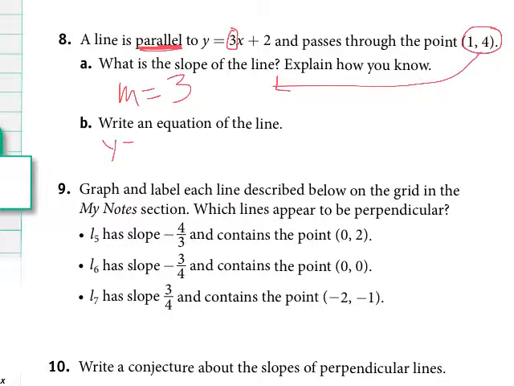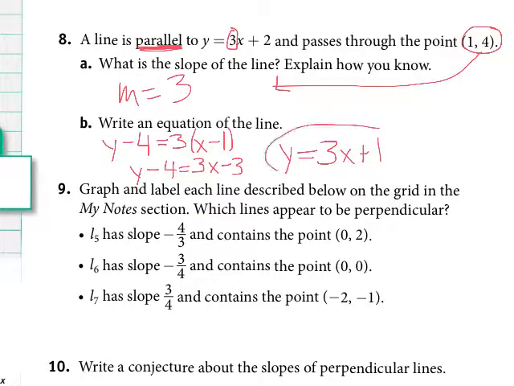Y minus y1, which is 4, equals m of 3, parenthesis x minus x1 of 1. So that's point slope. Remember, all my final answers should be in slope-intercept, so I need to distribute. So y minus 4 equals 3x minus 3. Add 4 to the other side, and you end up with a final answer of y equals 3x plus 1. Okay, so not too bad. That's parallel. Now let's look at perpendicular.